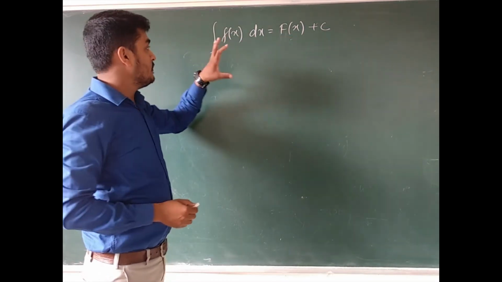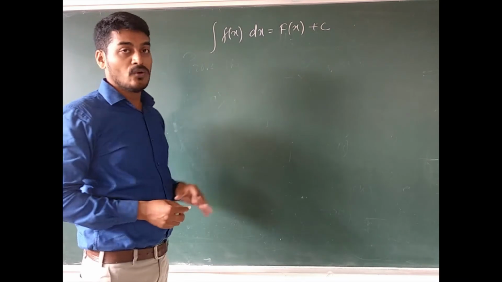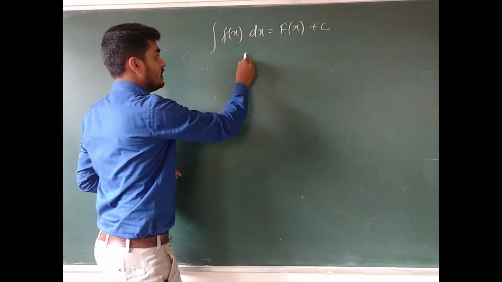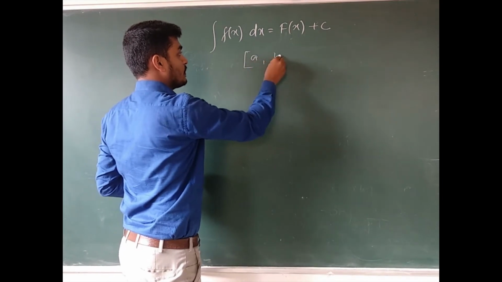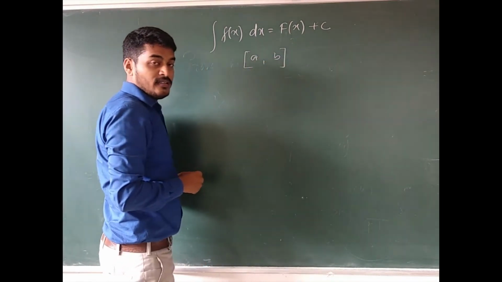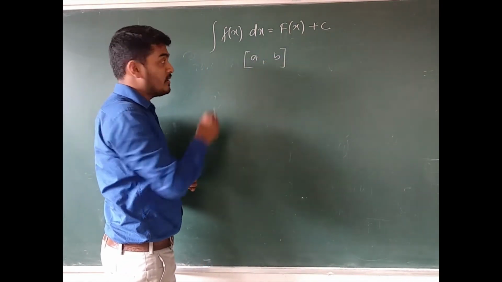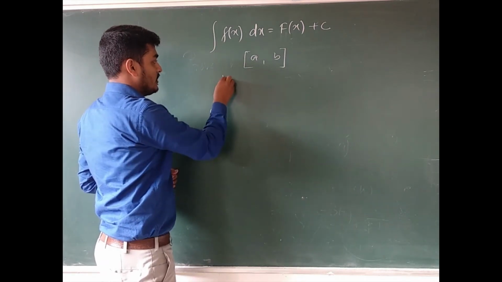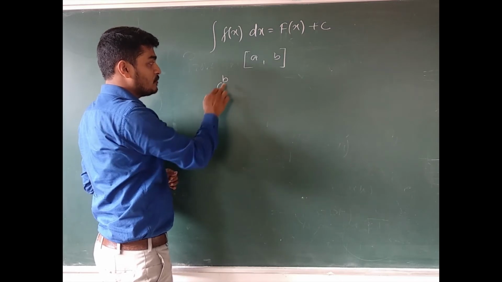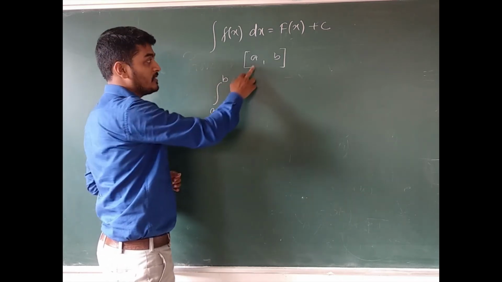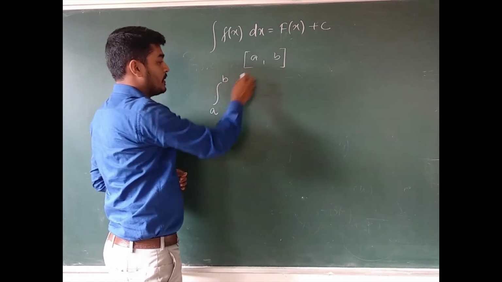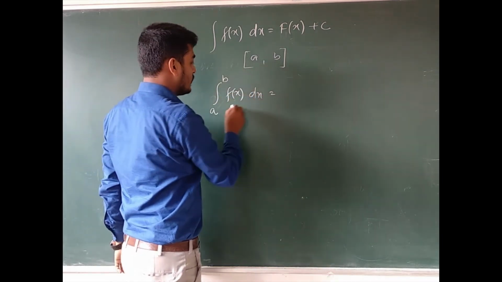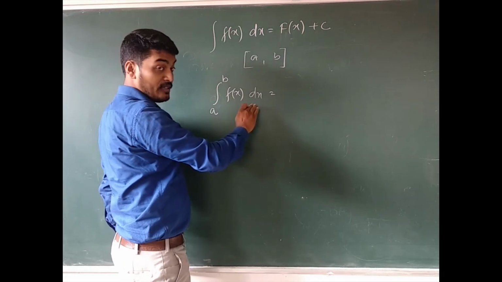Then define, if the function f is defined in a closed interval a, b, this is a closed interval, then the definite integral of the function f will be written as the definite integral from a to b. A is known as the lower limit and b will be known as the upper limit. This is equal to the integral of f of x dx, which is generally the indefinite integral value.